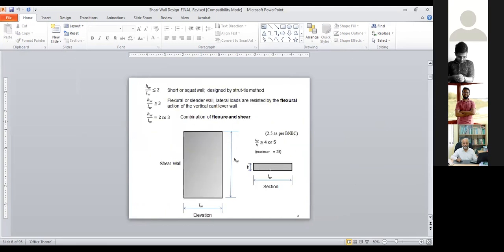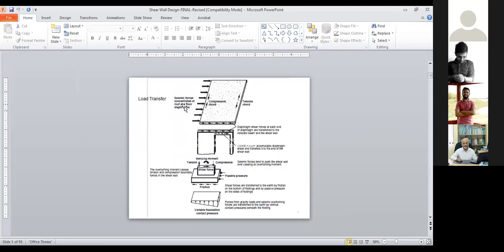So if we see the load transfer, for example, when we apply seismic force, you can see the seismic forces concentrated at the roof and floor diaphragm. Then you will have the compression chord, you understand the tension chord here, and you will have the transfer of the shear force. You can see here. And finally, it comes to the shear wall.